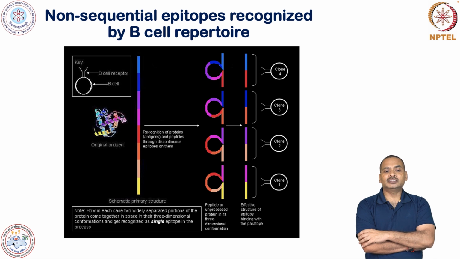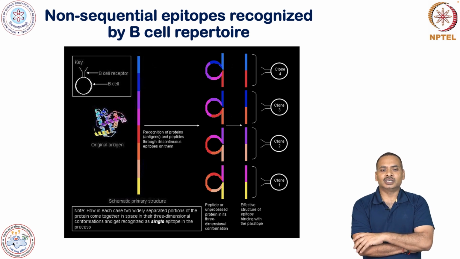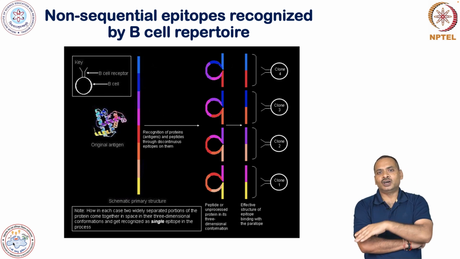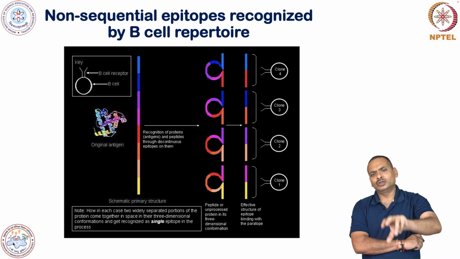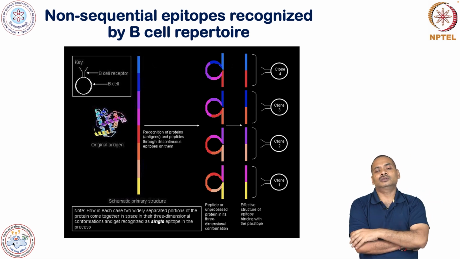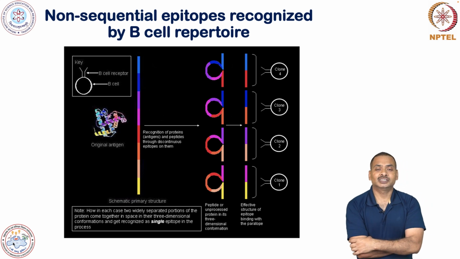Okay, here you can see that clone 1 is basically recognizing the yellow and purple color, which is quite far. It is not in the sequence. And why is it recognizing yellow and purple? Because there is some fold. So this kind of epitope we call a non-sequential epitope.